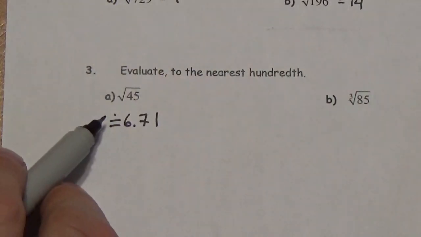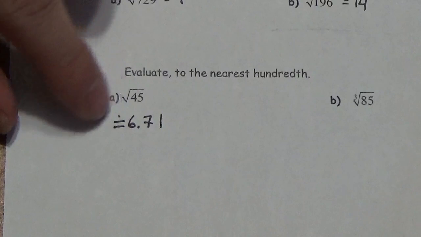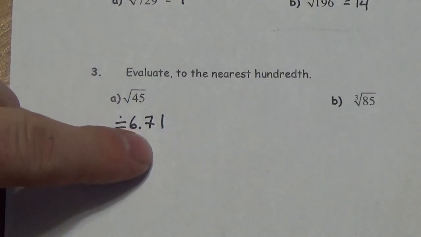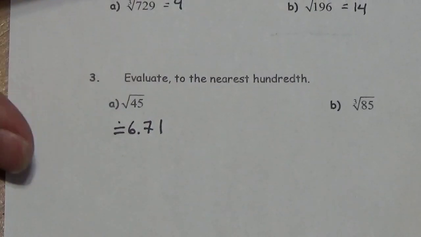And notice that I'm using the little dot over the equal sign because that's only approximately true. It's not exactly equal to 6.71. It's only approximately equal to that.